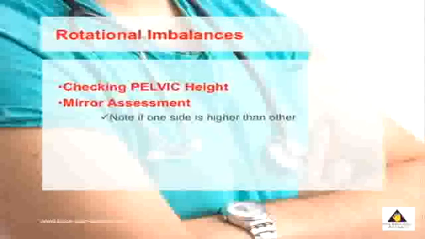Now the first test is very simple. All you're doing is looking at your pelvic height. So all you do is look in a mirror and note if one side of your pelvis is higher than the other. Now there are two landmarks that you can use. The first is what's called the ASIS, which are the bumps on the front of your pelvis, or alternately you can just place your hands on top of your hips.